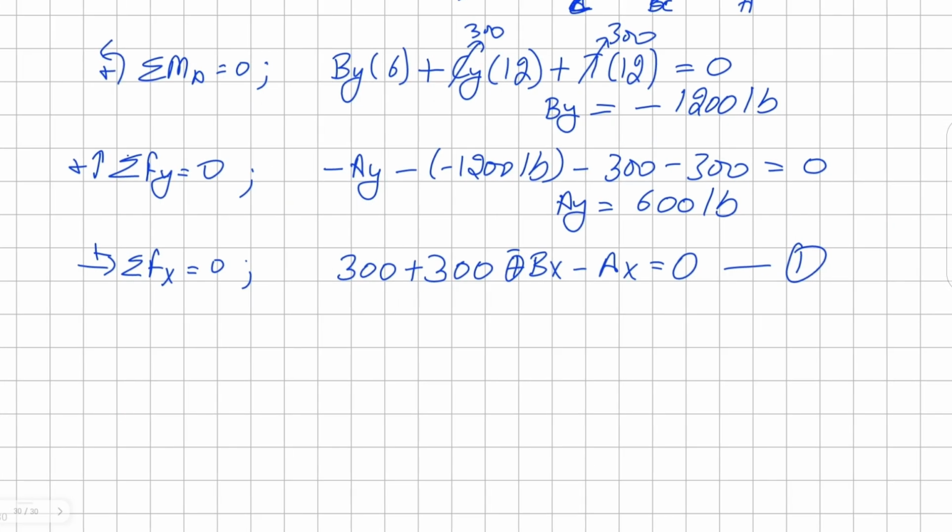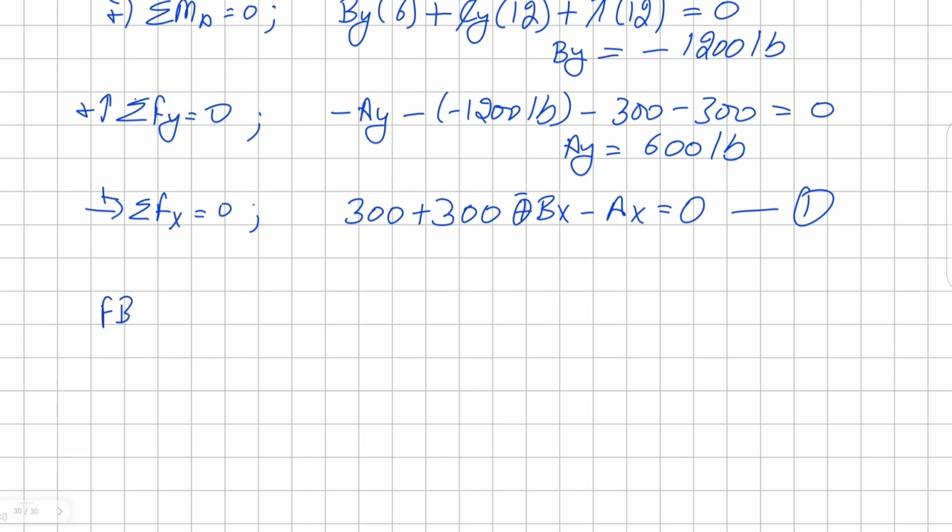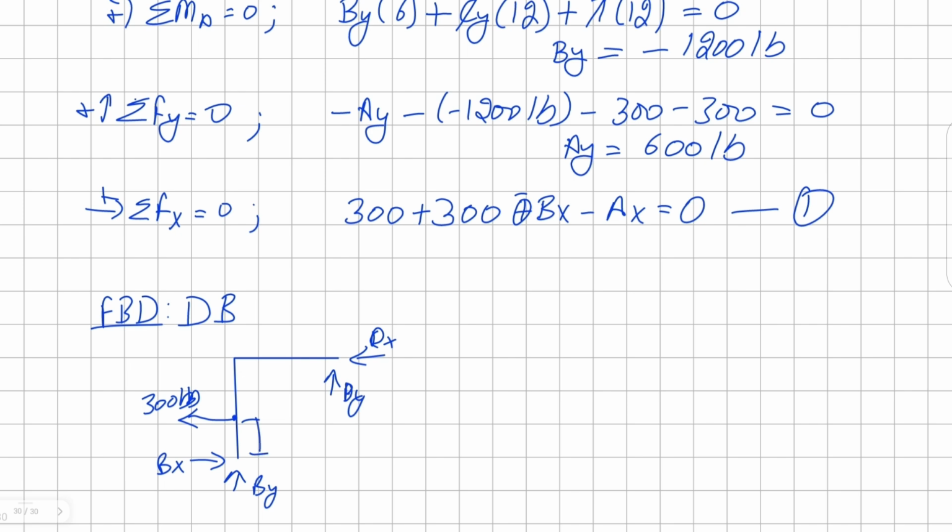Now let's focus on our member DB. Let's draw the free body diagram for DB. We're going to have horizontal and vertical reactions at D and B. And we have a pulling force from our cable at 300 pounds, and it's 1.5 feet from B.